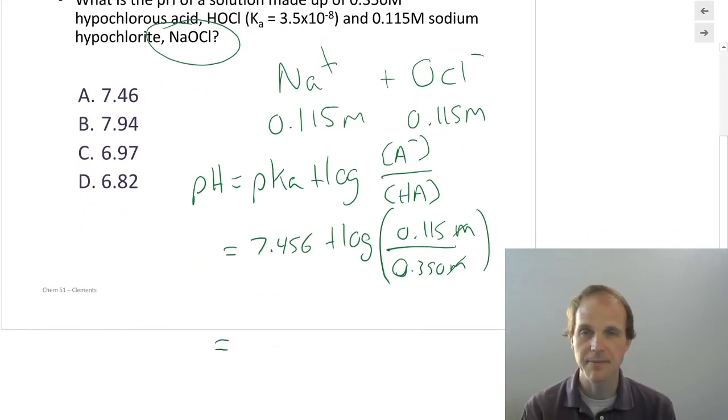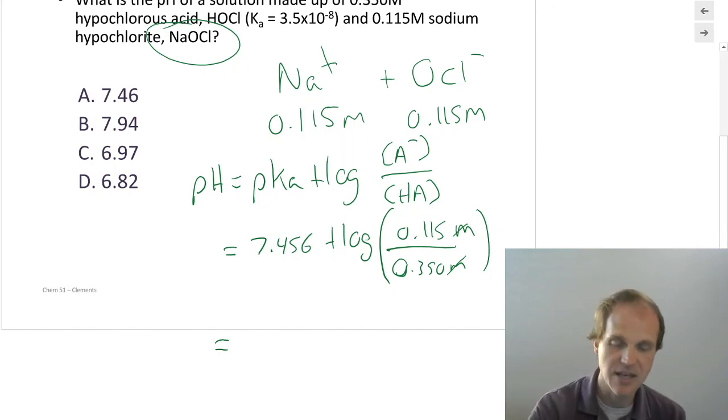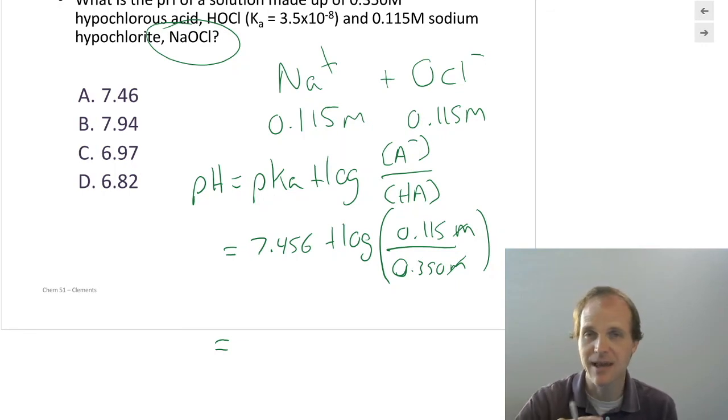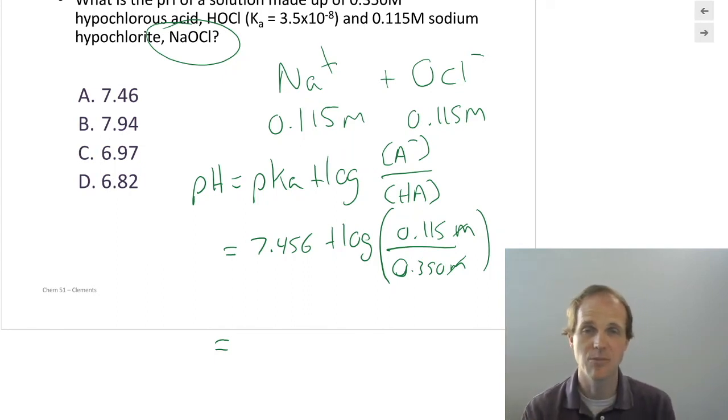7.456. Keep in mind, a log of something greater than 1 is positive. A log of something less than 1 is negative. So we look at that. We have something less than 1, 0.1 divided by 0.3, so it's going to be subtracting from our pH. It's going to be more acidic. In order for it to be more acidic, it means we have more of our acid than we do our base, which is the case. So a good double check is to think about whether you put that in the right order. Am I getting more basic or more acidic? You're going to get more acidic if you have more of your acid than your conjugate. You're going to get more basic if you have more of your base than your conjugate.